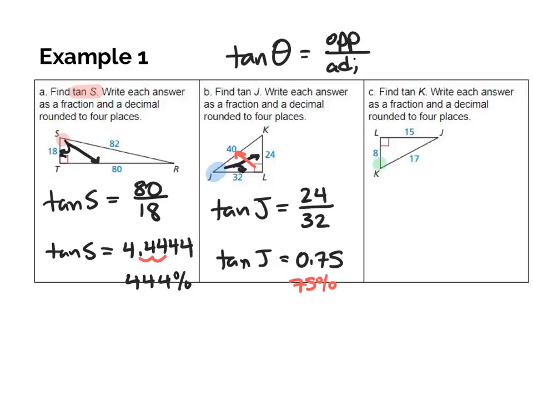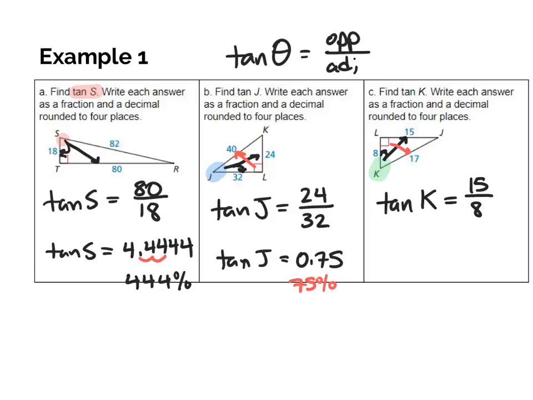Last example here, we're going to find the tangent of K. Tangent of K will equal the opposite side, which is 15, divided by the adjacent side, which is going to be 8. Again, the opposite side is going to be the one across from. The adjacent side is next to, and again, it's not going to be the hypotenuse, which is always across from the 90. So then all I want to do is take 15 and divide it by 8, and that's going to give me a decimal.